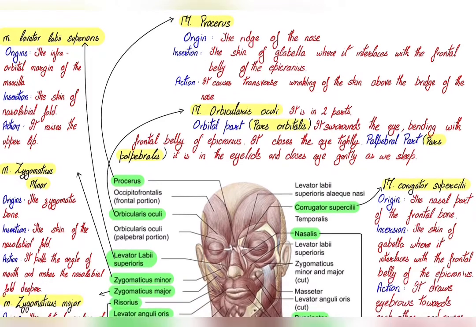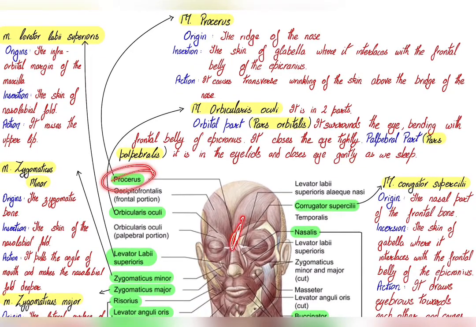So the very first muscle is the procerus muscle, which is located over here as we can see. This muscle originates from the ridge of the nose, which is over here, and has its insertion in the skin of the glabella, where it interlaces with the frontal belly of the epicranius, as we can see over here. It performs a very simple function: it helps in transverse wrinkling of the skin over the bridge of the nose.